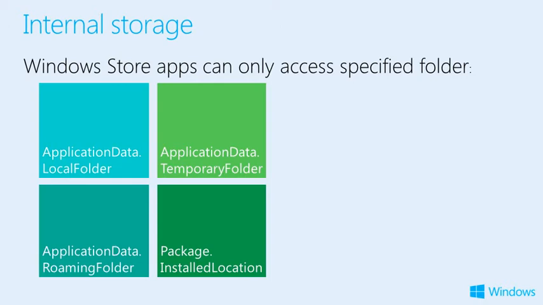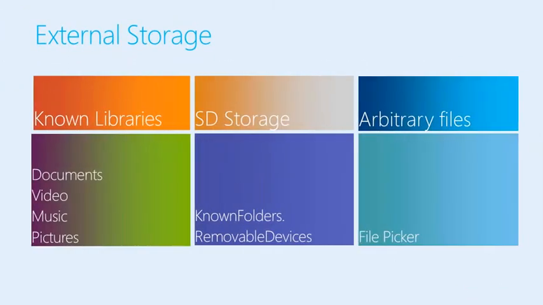The data in the roaming folder exists on all devices on which the user has installed the application. The application can also access the installed location folder, which contains the application package. This folder is read only, so you can't write data to this folder. Windows Store app doesn't provide general external storage due to security reasons. You can access some known libraries such as documents, videos, music, and picture folders, but you should declare the capabilities in manifest files before accessing them.